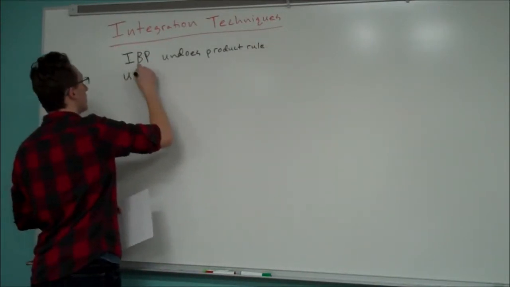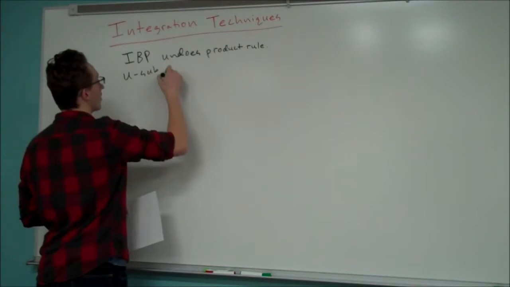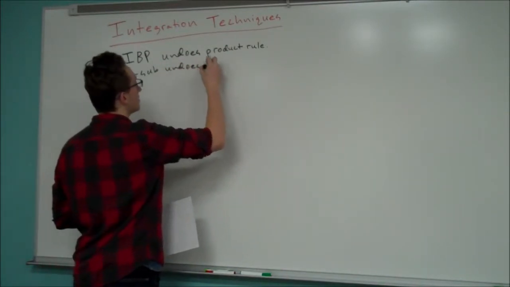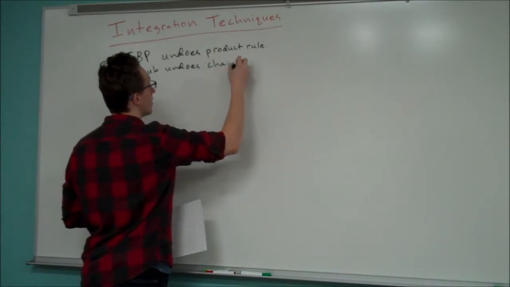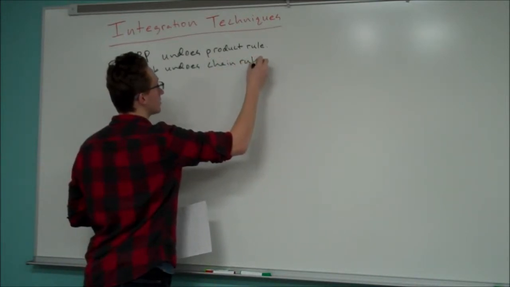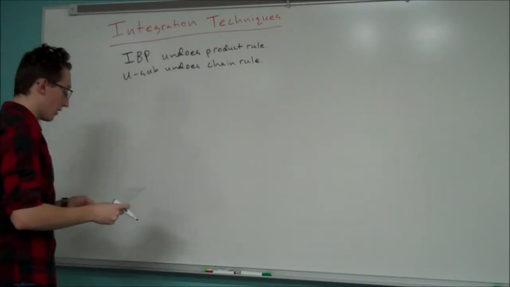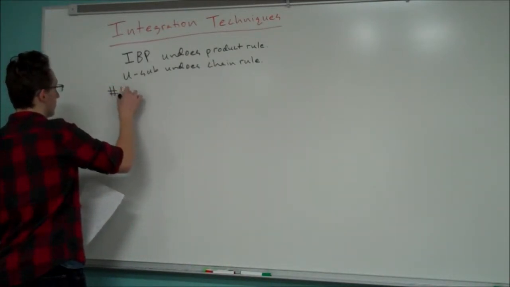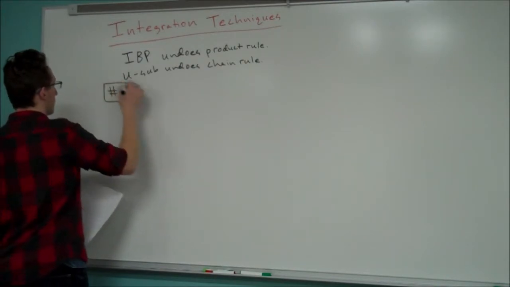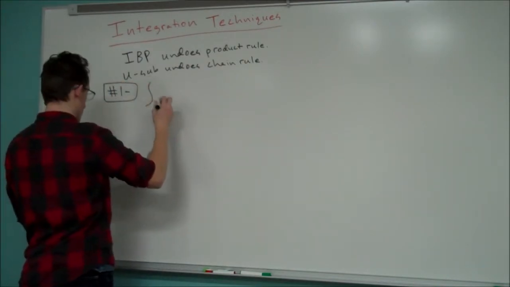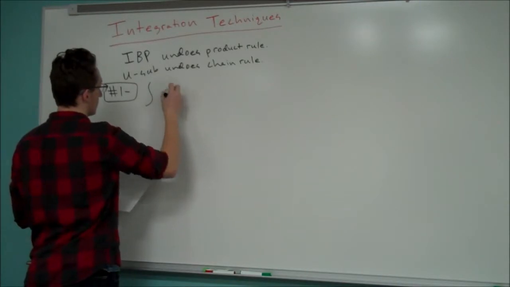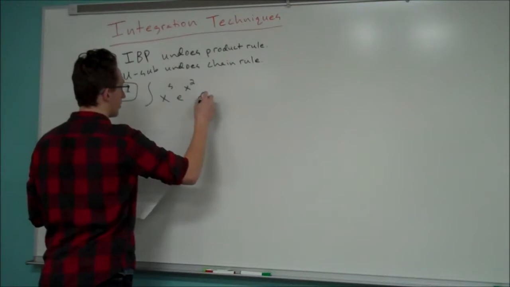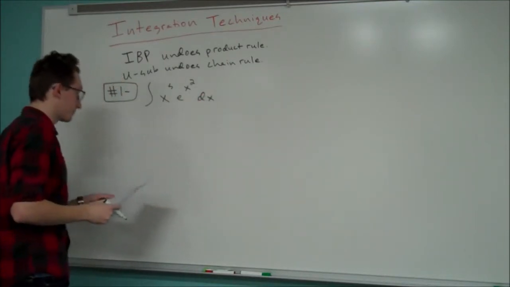U sub, what we've already been practicing and what we've known before, undoes chain rule. And so we may need U sub later on in our problems, but starting out, it won't be enough for these new integrals that we're going to be looking at. Okay, so our first example here, we want to find the indefinite integral of x to the fifth times e to the x squared power, and we want to integrate that with respect to x.